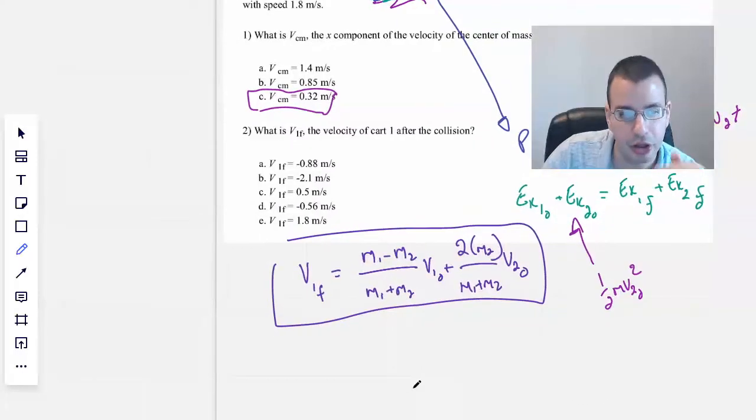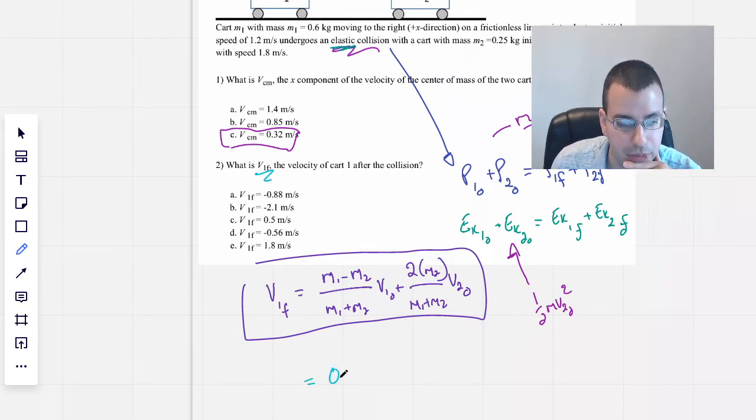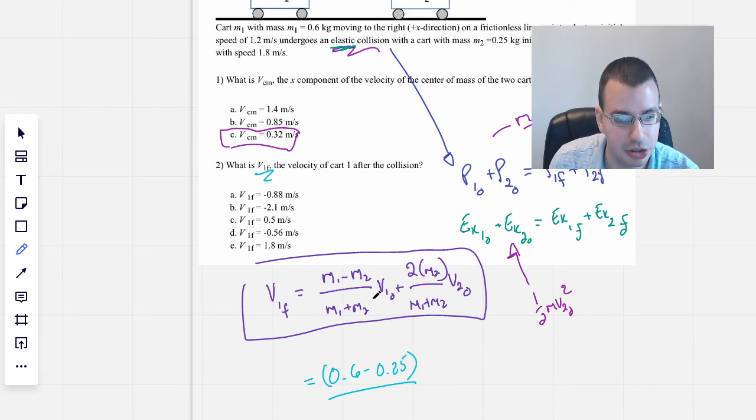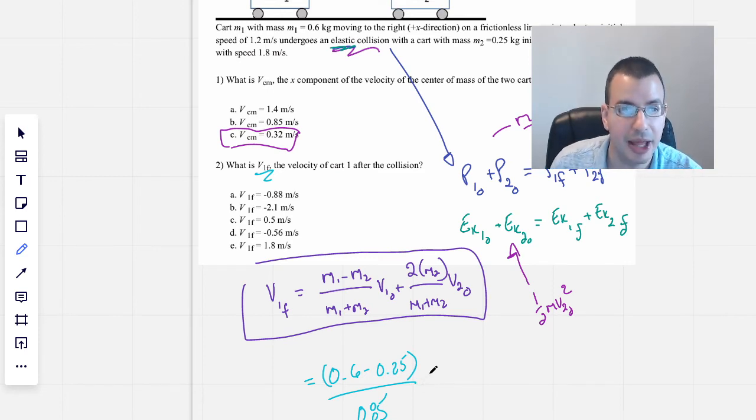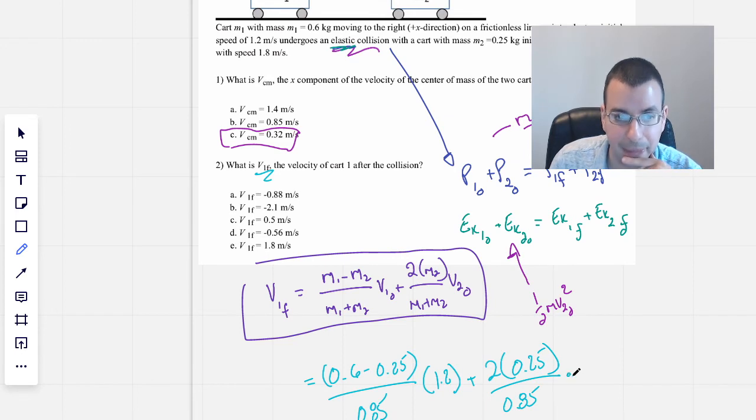So using this formula, we can plug in, we're looking for V1 final. That would be mass 1, so it would be 0.6 minus 0.25. And you have to be very careful about the signs here, because this is mass 1 minus mass 2, not mass 2 minus mass 1. Mass 1 plus mass 2, that's going to be 0.85. 0.6 plus 0.25. Then we're going to multiply that by V1 initial, which is 1.2. We'll add that to 2 times mass 2, which is 0.25. I could just write 0.5. I did not. 0.85. And then we will multiply that by 1.8.